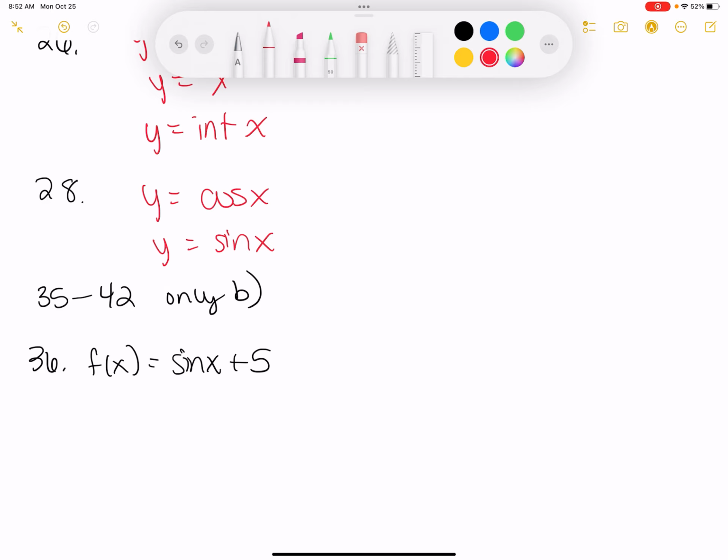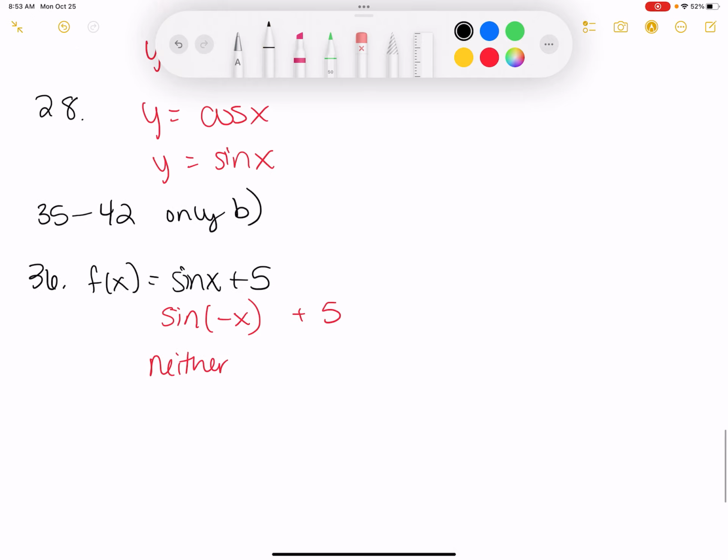Because if you plug that in, that doesn't come out to change. Yeah, both parts would have to change, so that's why it's neither. I was proud that I knew the sine was going to be odd, but if it didn't have the plus 5, then it would have been. It's going to be neither for the next one too, 38, because there's a 2 in there.